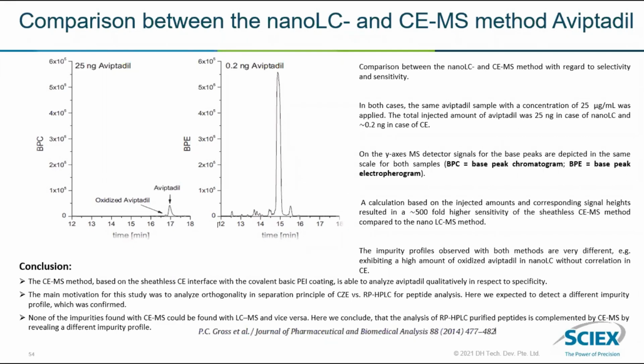The main purpose of this study was to check the orthogonality of the separation principle of CZE to RPHPLC for peptide analysis. We expected to detect a different impurity profile, and this was confirmed by the method. None of the impurities found with CESI-MS could be found with LCMS and vice versa. So we conclude that the analysis of RPHPLC-purified peptide by CESI-MS is complementary, revealing a different impurity profile, and the sensitivity is 500-fold greater than nano LC.